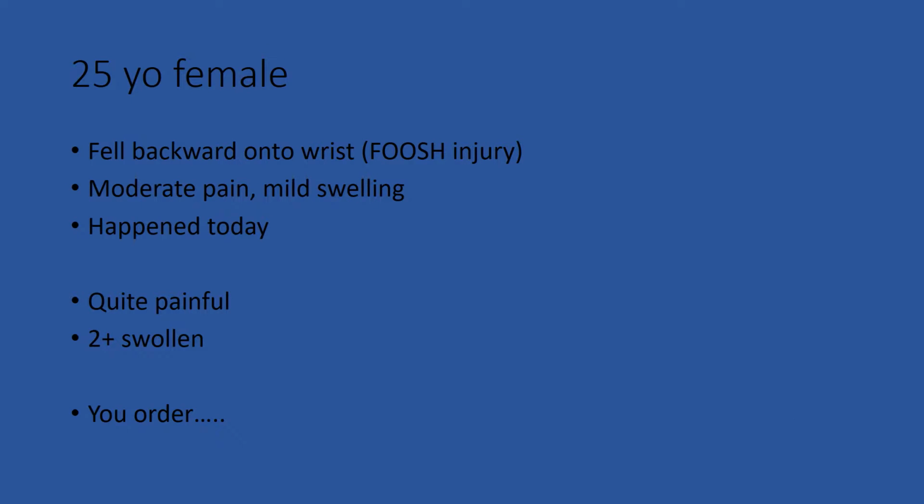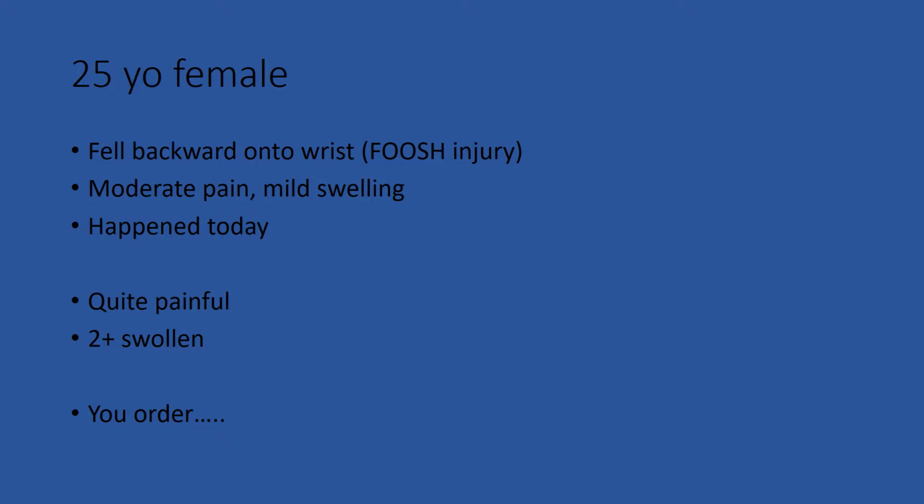All right, another case. Relatively common history, 25-year-old woman. She fell backwards onto her wrist. The terminology for this is a FOOSH injury, or fell on outstretched hand. FOOSH injuries are notorious for certain types of injuries.